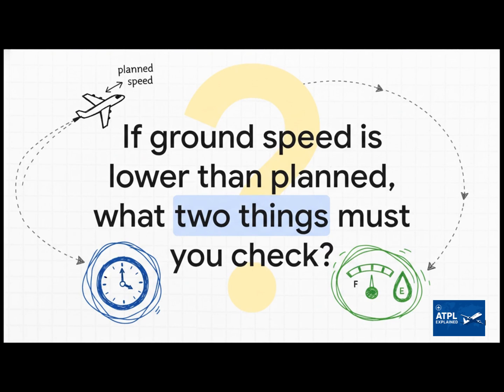So let me ask you this. You're flying along, you do a check, and you realize your ground speed is significantly lower than planned. Your ETA is slipping. What two things should you be checking immediately? The answer is your watch and your fuel gauges. A slipping ETA isn't just about being late, it's a direct warning about your fuel consumption.